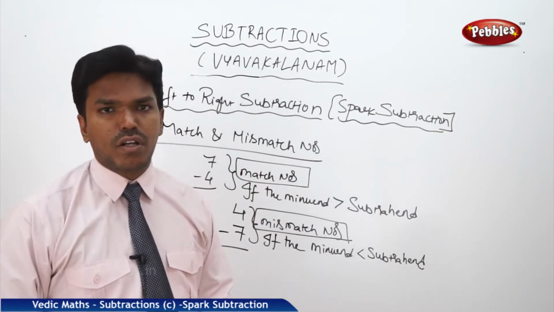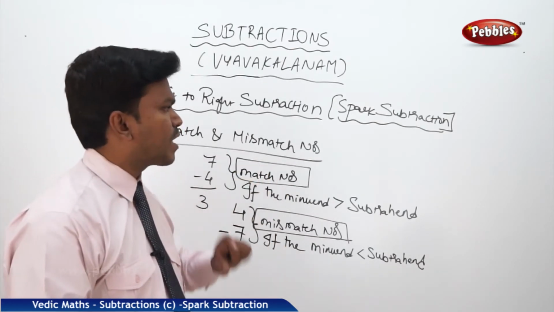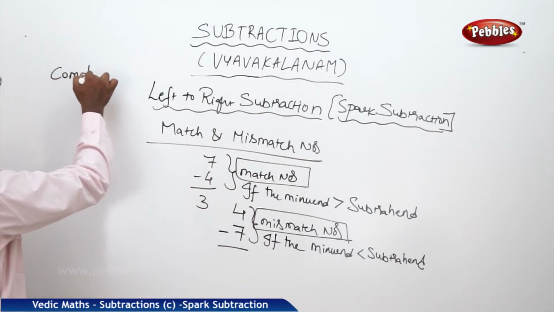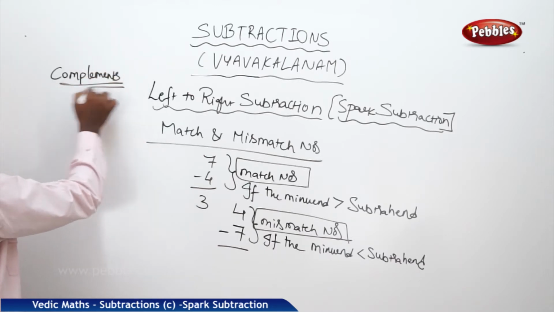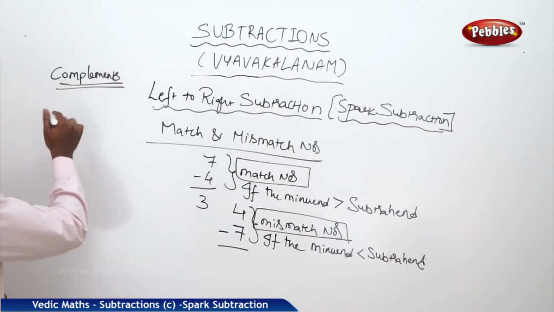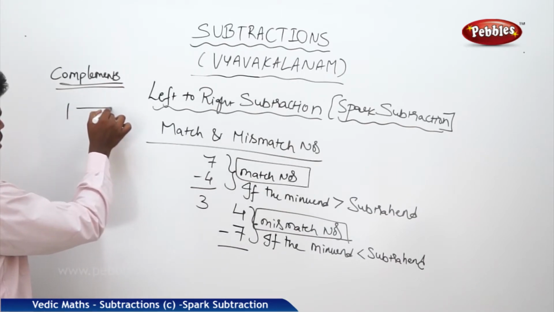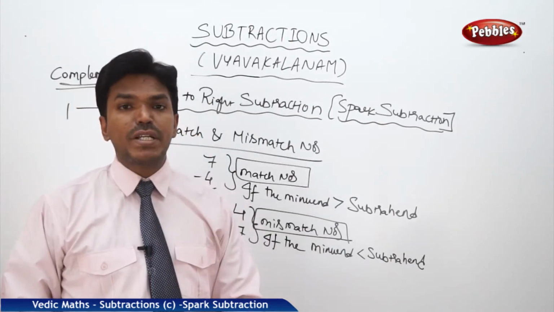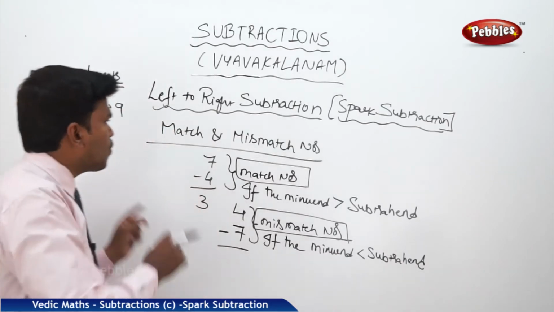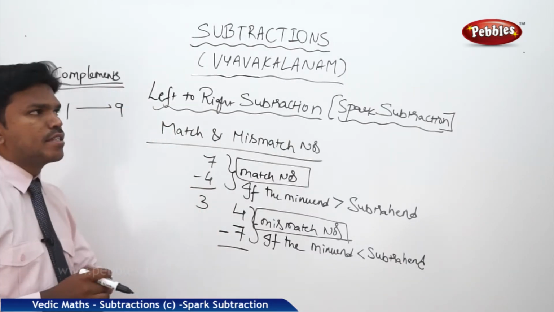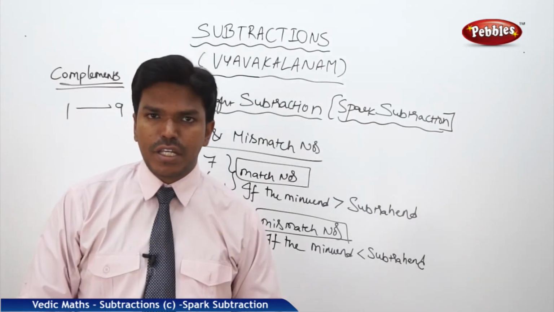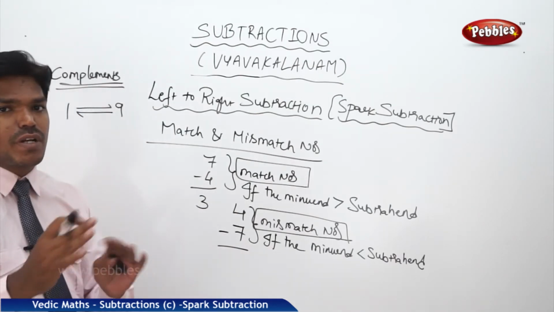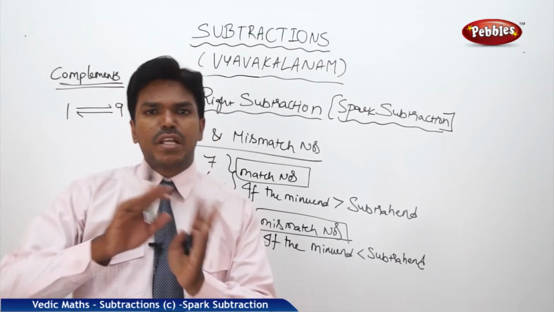And one more important basic concept of this subtraction is complements. So we have to discuss the complements. What are complements? You can say it like this: 1's complement is 9. That means for 1 to make it 10, how much do I need to add? 9. So 1's complement is 9. Similarly, for 9 to make it 10, how much do I need to add? 1. So 9's complement is 1. That means vice versa: 1's complement is 9, 9's complement is 1.